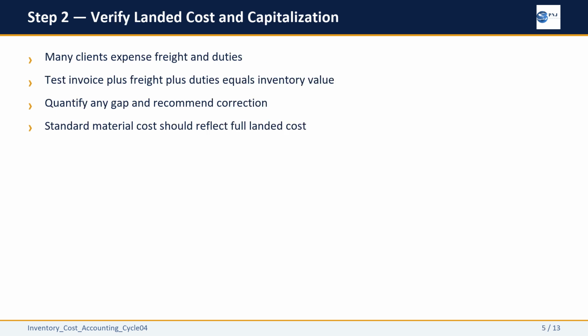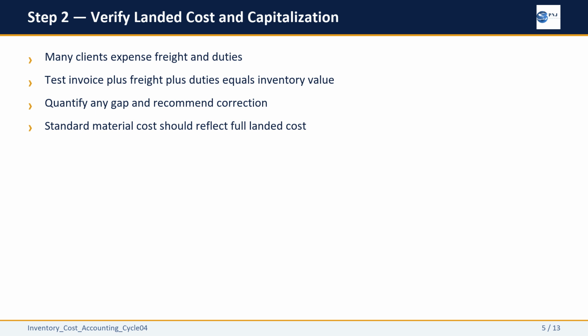Here's a problem you'll see constantly. Many clients expense freight and duties instead of capitalizing them into inventory. That understates inventory and distorts margins. So pull a sample of recent purchase transactions and verify the math. Supplier invoice plus freight plus duties should equal the inventory value in the system. If it doesn't, quantify the gap and recommend a correction.